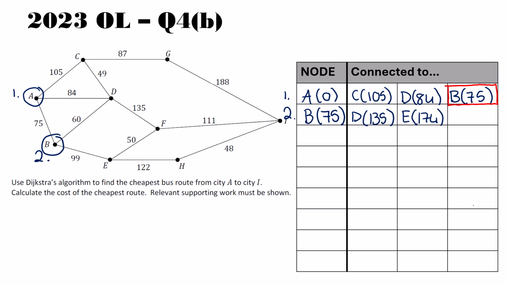Within this table, you can see that we actually have two ways to get to D. We have an 84 and a 135. Because we're looking for the shortest path, we get rid of any duplicates by getting rid of the bigger values. We now have three working nodes, C, D, and E. The next smallest node is D.